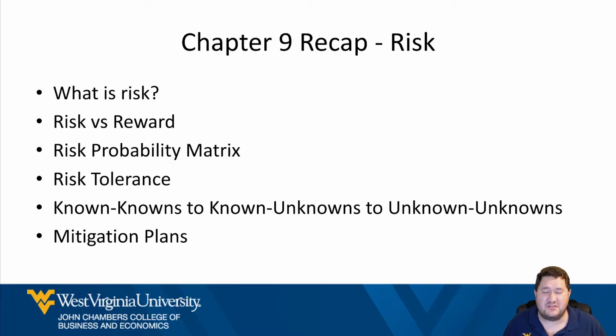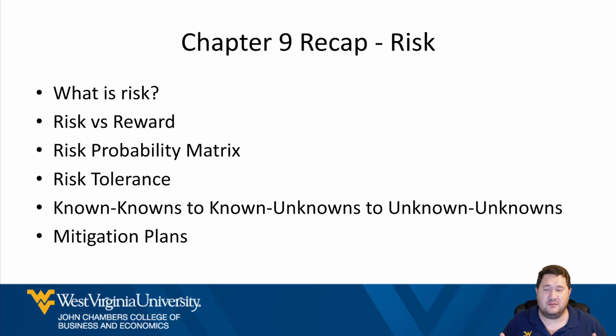But yeah, so that's risk versus reward. So that goes into the risk tolerance, which is our fourth bullet point. At what amount of risk are you willing to tolerate? So when we develop the risk probability matrix, we're considering two factors. We have the probability of the risk happening versus the impact of that risk.